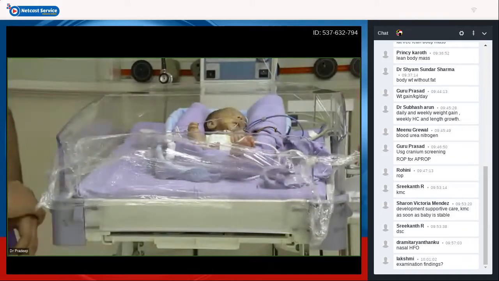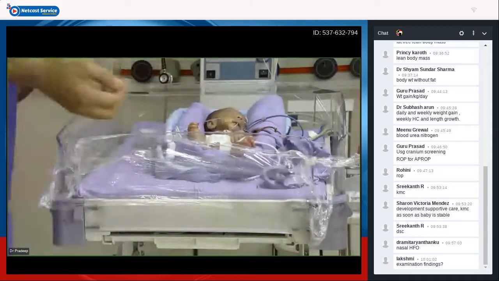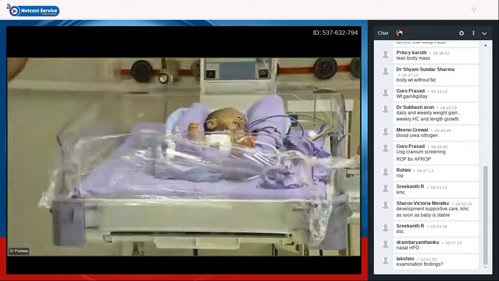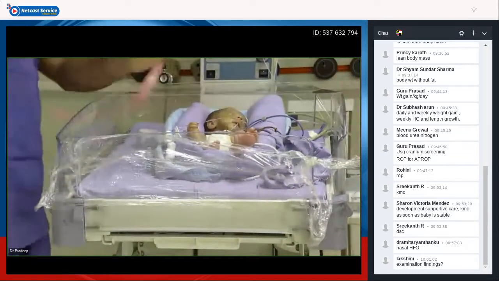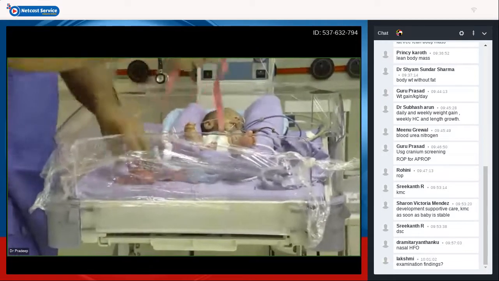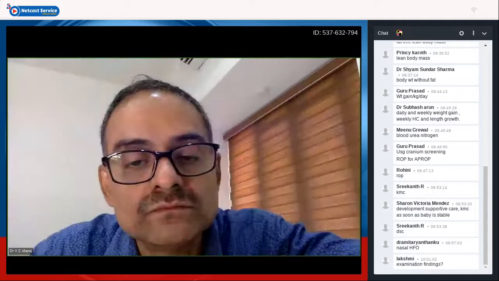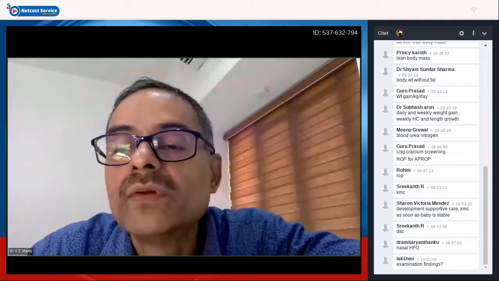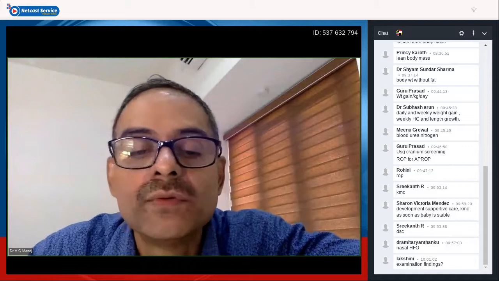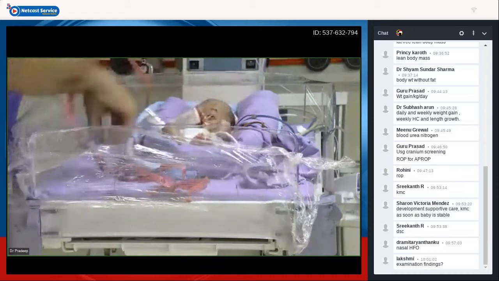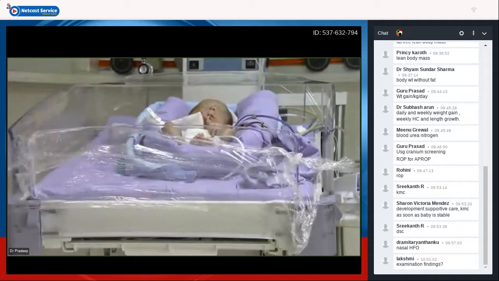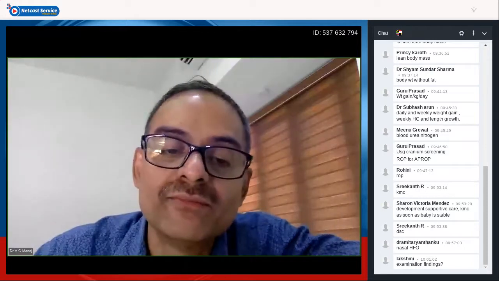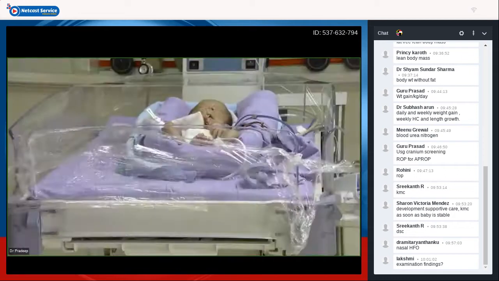So then, coming to the anthropometry, sir. The head circumference of the baby is 29.5, sir. And length of the baby is 39 centimeters, sir. And weight of the baby today is 1.46. Where do you place the baby in the chart as per this? So baby is under less than third centile.